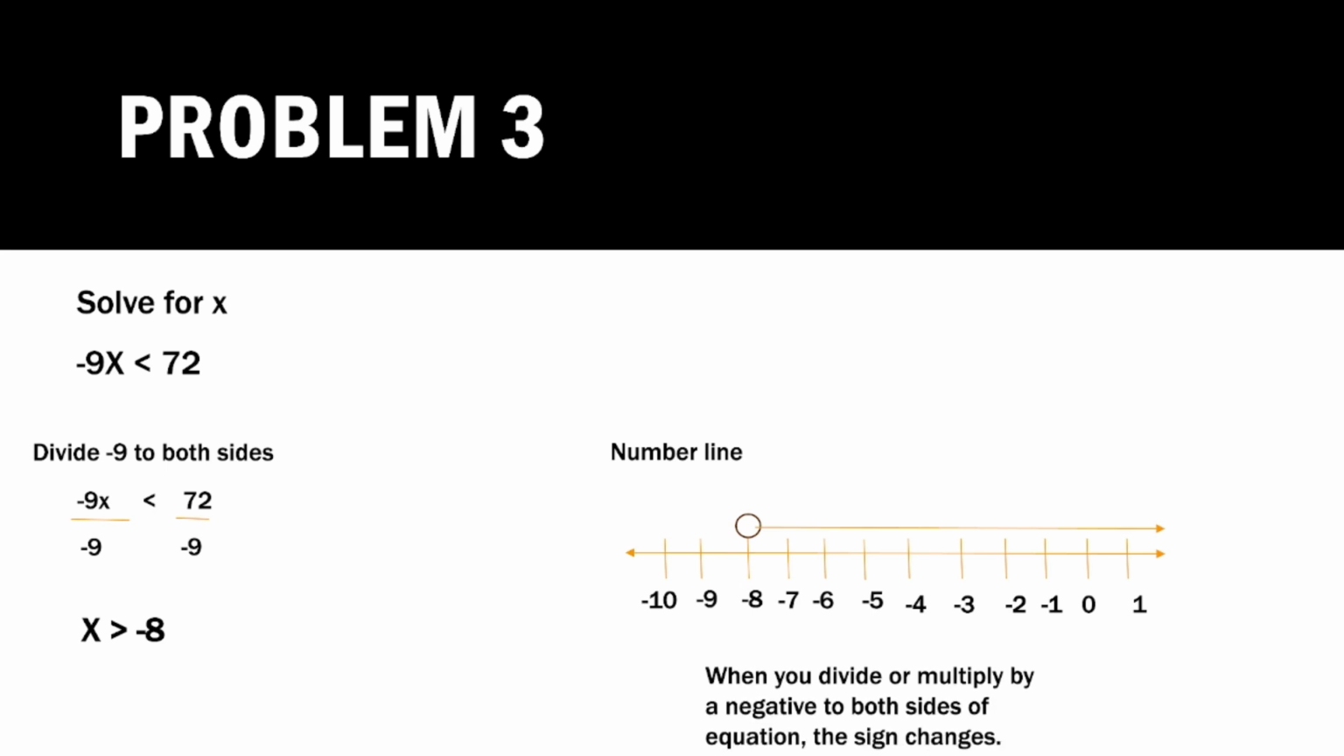So like I was saying earlier, when you divide or multiply by a negative to both sides of the equation, the sign changes. So keep that in mind. When you see that negative in front of the variable, you're going to know that the sign is going to change when you are doing the process. So keep that in mind.